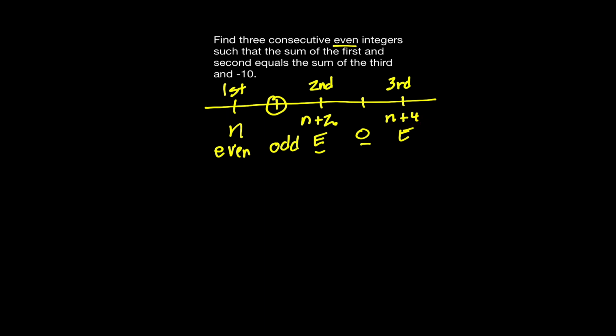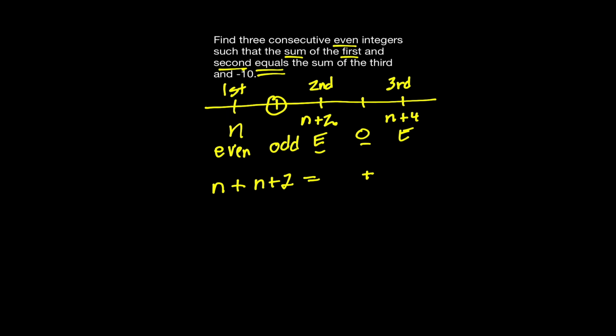So now let's set this up. It says the sum of the first and the second. So the first and the second equals the sum of the third and negative 10. So let's do that. We can do that. So the sum of the first and second, so it's a sum, and the first is n, and the second is n plus 2, and it says that it's equal to. So that was the sum of the first and second, and it equals, so here is my equal sign, and it equals the sum, so I'm going to put another sum in here. I can turn my drawing tool on.